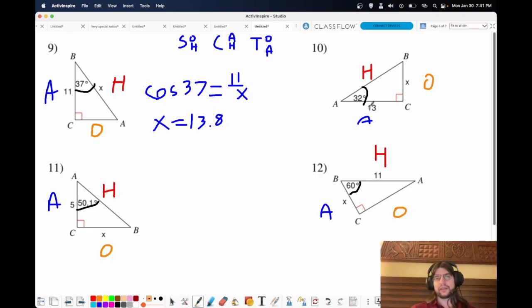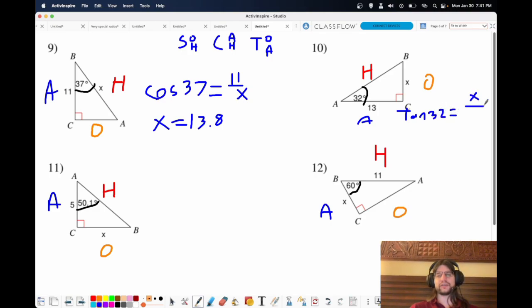That's it. So let's set these up. So my angle's 32 degrees. I know I'm looking for my opposite, and I know my adjacent. Tangent's got to be the way to go. Tangent of my angle is equal to my opposite over my adjacent. Type it in, see what it tells you. This time, opposite and adjacent. Another tangent. Tangent of my angle equals opposite over adjacent.